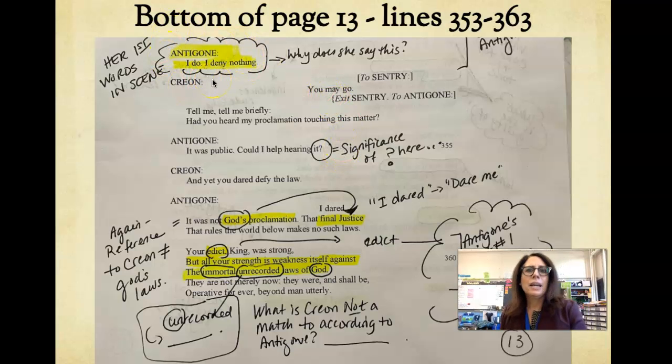So her first lines are really up here at the top with "I do, I deny nothing" on page 13. But remember, she's been in the scene on stage, just standing there, starting at page 11. So the question becomes, why is she just standing there? Who is she standing with? Who are the people around her?